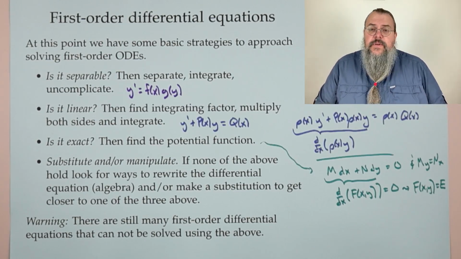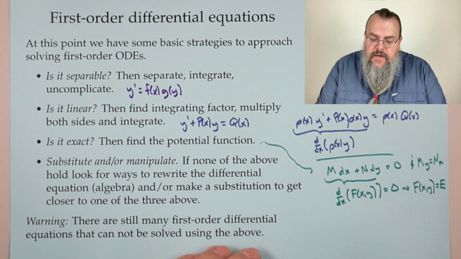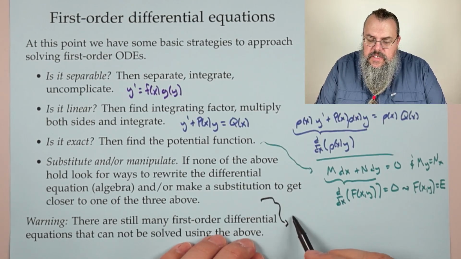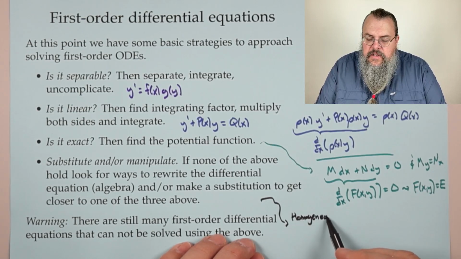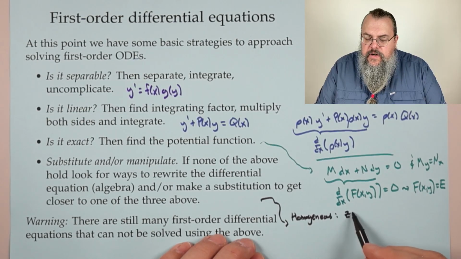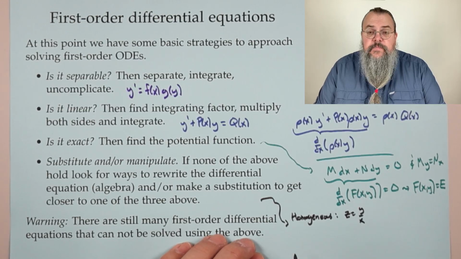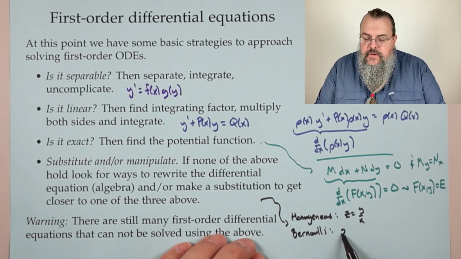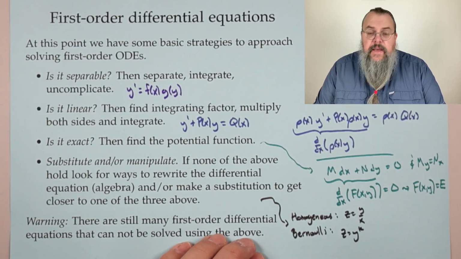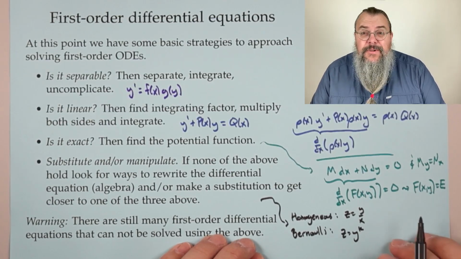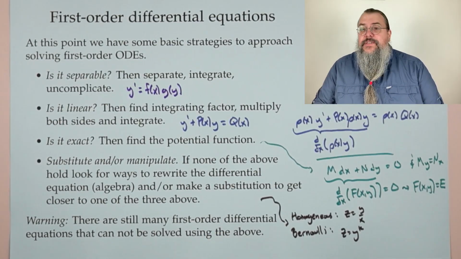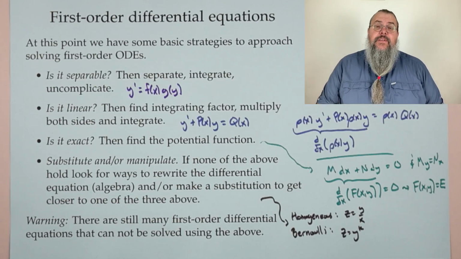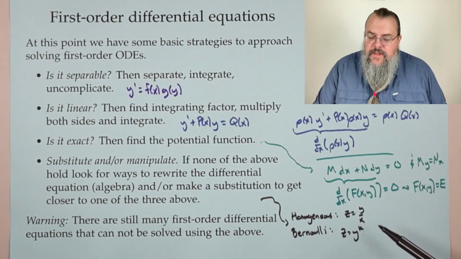And you look for certain substitutions. There are some that are fairly common. There's the homogeneous substitution, and that's when you let your new variable be y over x. There's the Bernoulli substitution, and that's when you let your new variable be y to the k. Those are the 2 common ones that we've talked about. Of course, there are many, many more possibilities, but generally speaking, these are the ones that we'd like you to know.